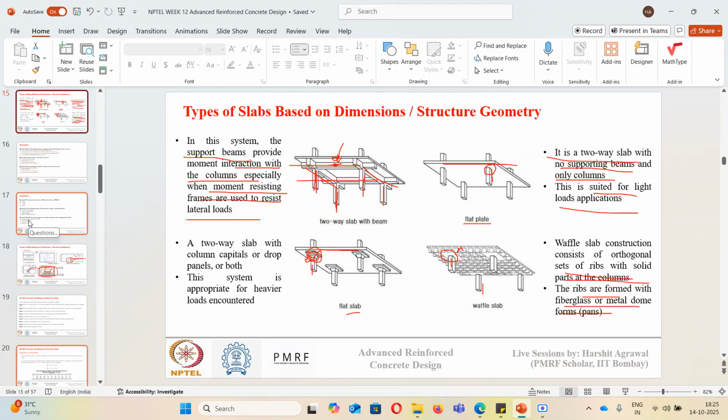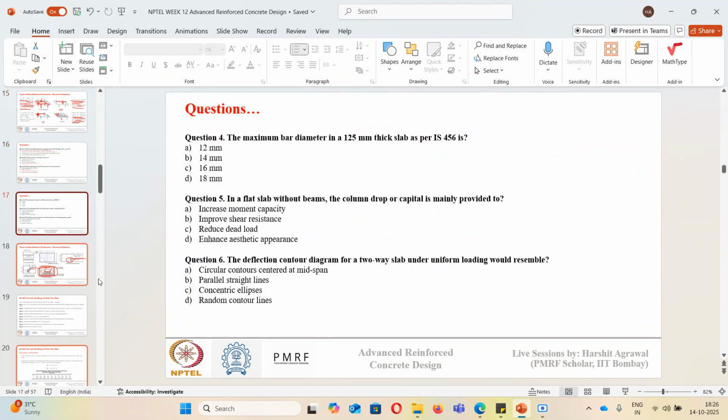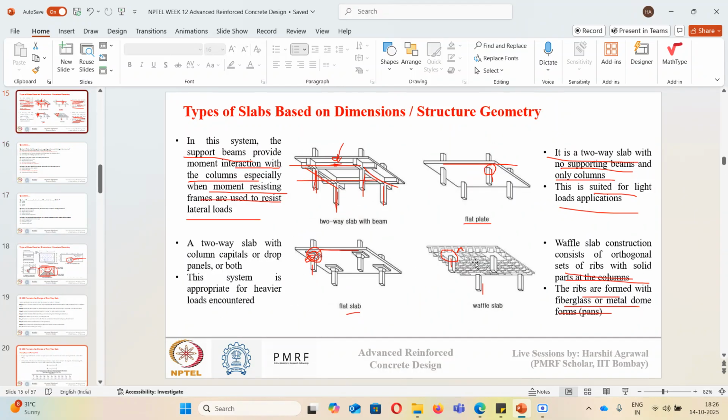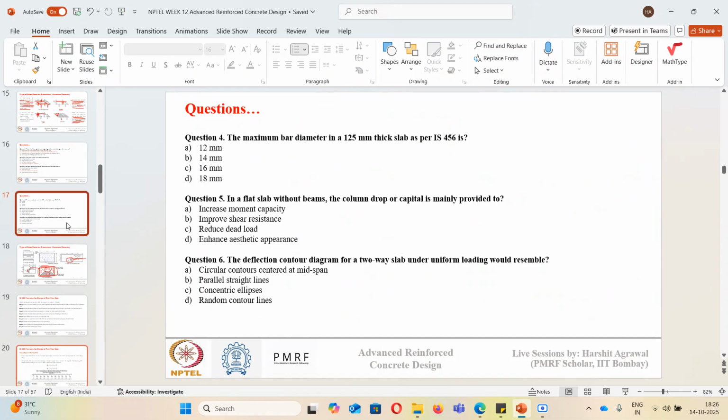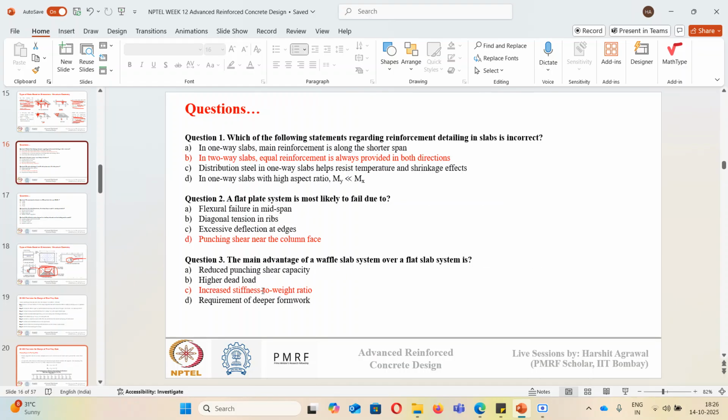Higher effective depth below the column increases the moment of inertia of the system, which increases the rigidity of the slab. However, when we remove this additional part from below, we can reduce the weight of the slab without compromising on the stiffness, and that's why we say that we have an increased stiffness to weight ratio.